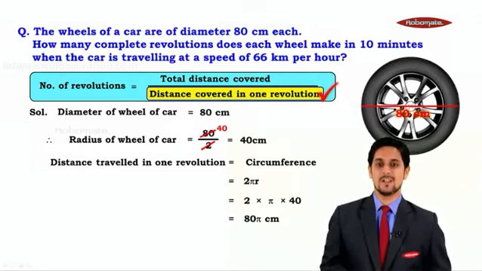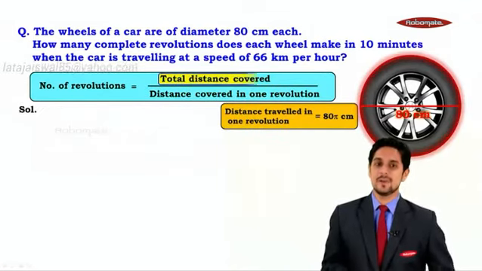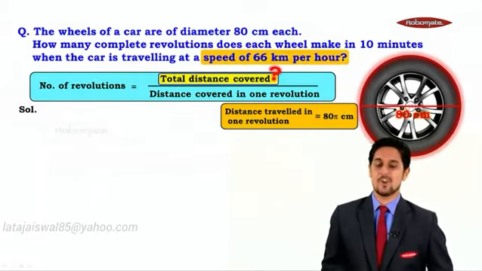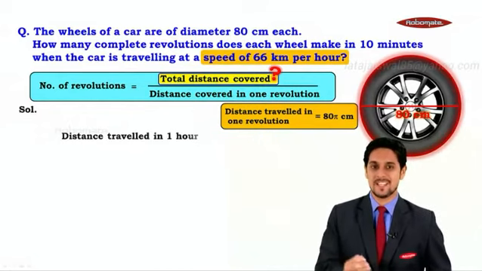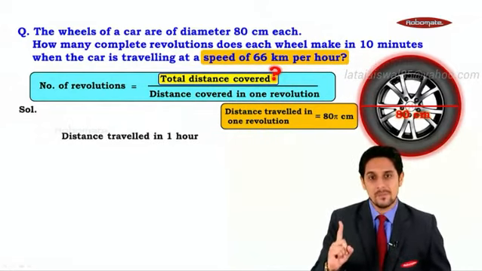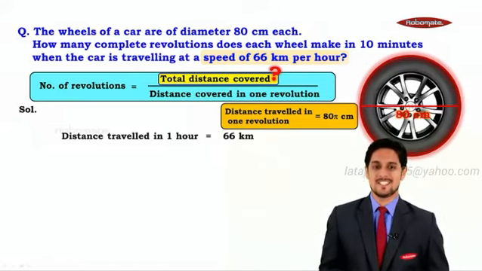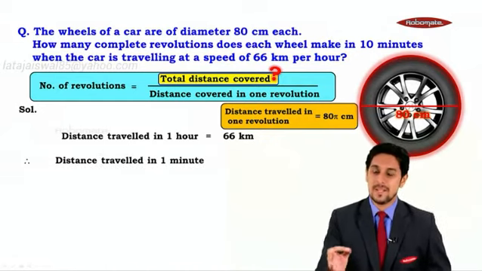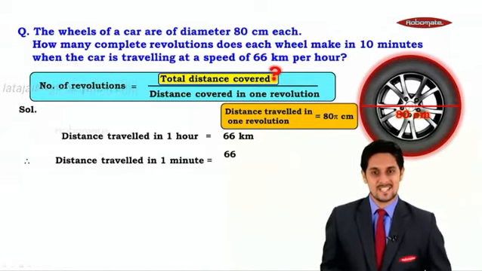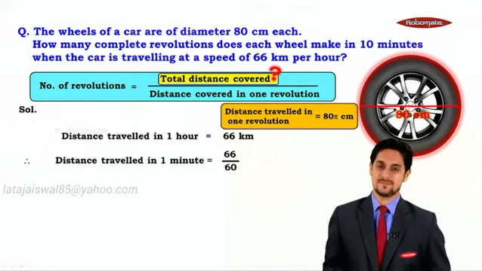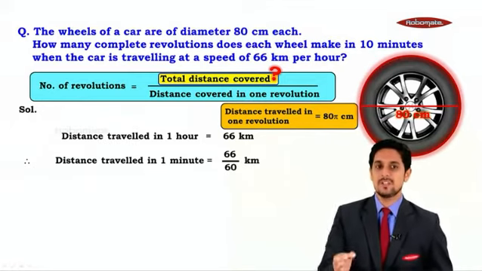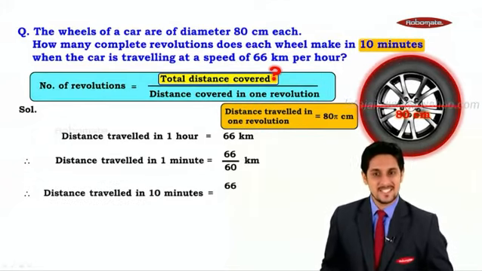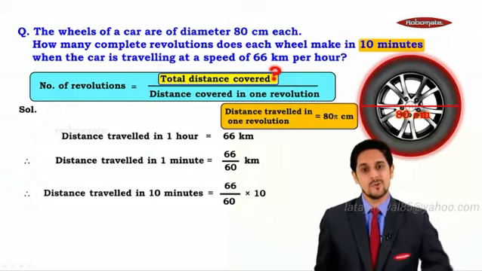Now let us calculate the total distance covered, which is the numerator. For that, the speed of the car is given, which is 66 kilometers per hour. From that, we can say the distance traveled in one hour will be equal to 66 kilometers. So students, the distance traveled in 1 minute will be equal to 66 upon 60 kilometers. Now, the question talks about 10 minutes. So the distance traveled in 10 minutes will be equal to 66 upon 60 into 10.